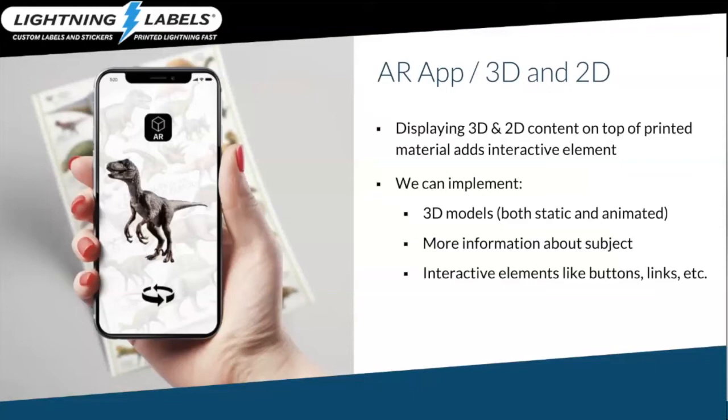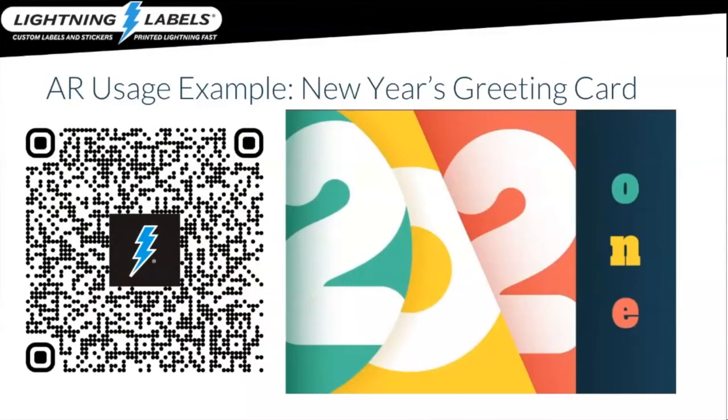So this is where the interactive portion of the webinar is going to come into play. Have your phones ready for the next slide. I'm going to be showing you some examples of how we can utilize this augmented reality. And we're going to start with the first one, which is the Lightning Labels New Year's greeting card. So again, have your phone out.